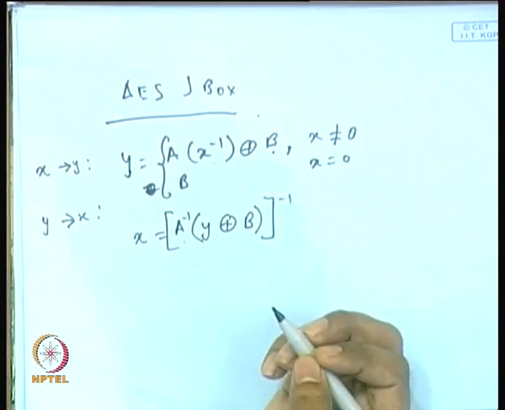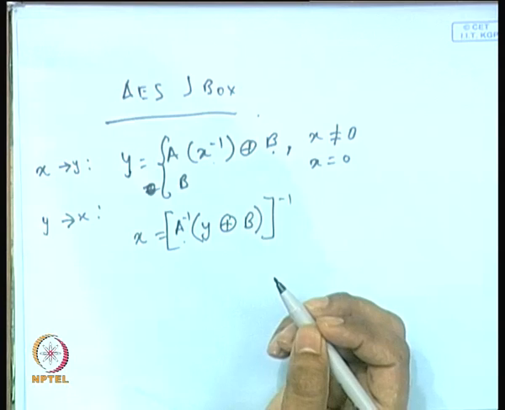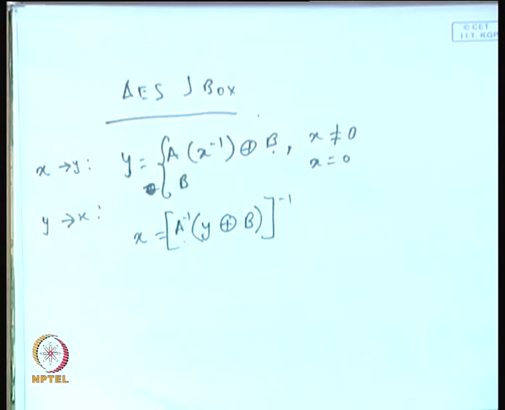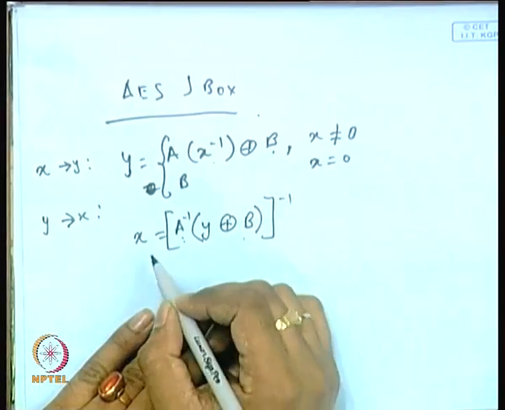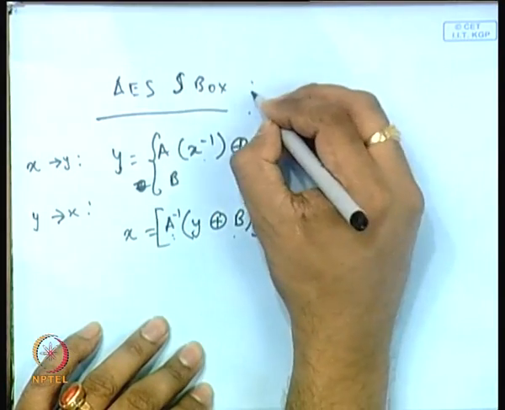We pre-multiply with a matrix A inverse, and A inverse does exist, because you remember how A was constructed. A was constructed by taking a 0, 1 vector and shifting it cyclically. That means all the rows were linearly independent, so we had a full rank matrix, and therefore the inverse of that matrix exists. If we pre-multiply with A inverse and then take a finite field inverse, we can obtain back X. So the AES S-box really is an invertible mapping.